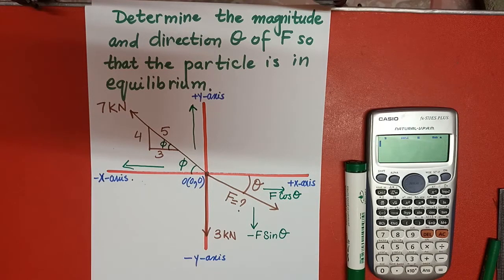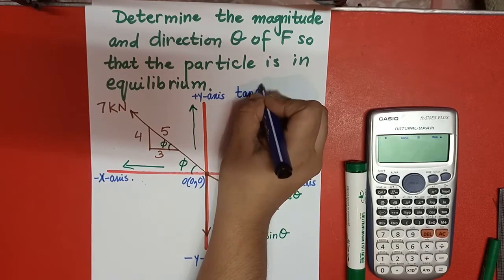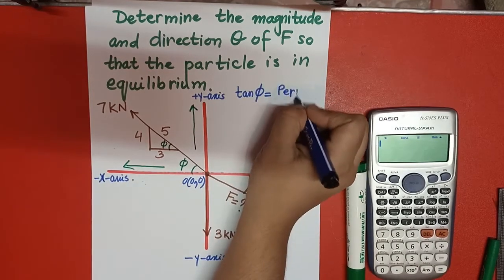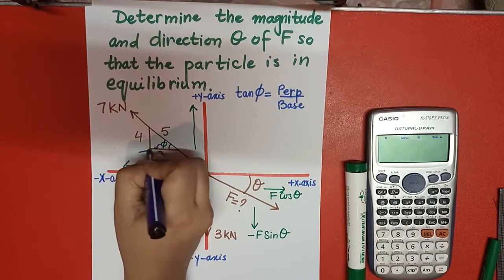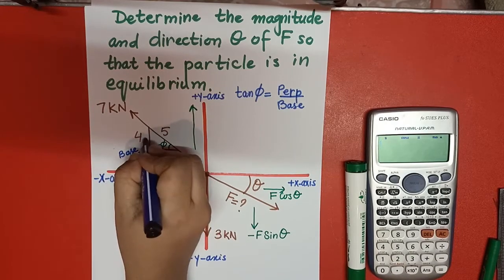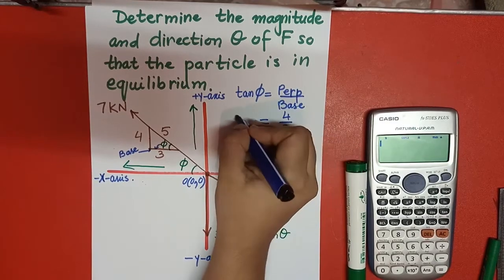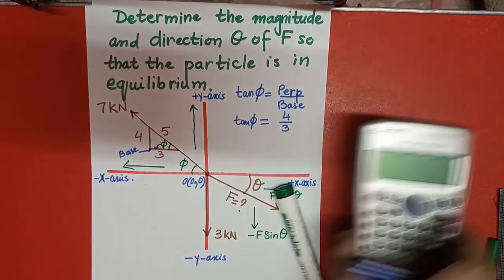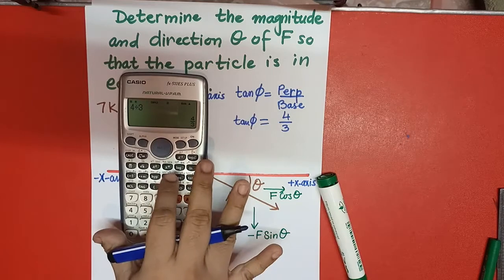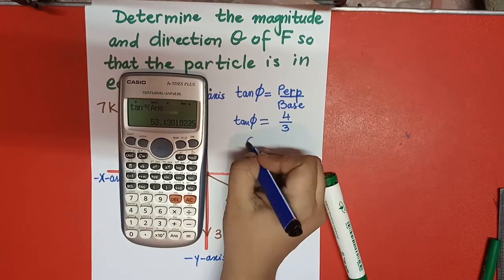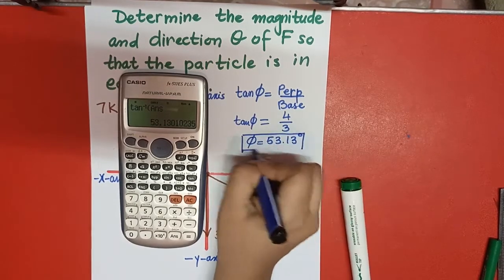So how can I find phi? You have to apply tangent here. It means tan phi equals perpendicular upon base. You know very well that wherever the angle lies, that side should be the base, and the opposite side should be the perpendicular. So this should be 4 upon 3, equal to tan phi. I calculate 4 divided by 3 and apply tan inverse over it, and I get phi equal to 53.13 degrees. So this will be the value of phi.